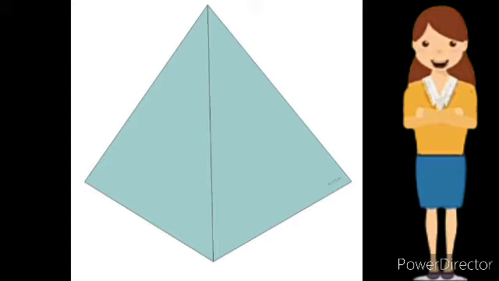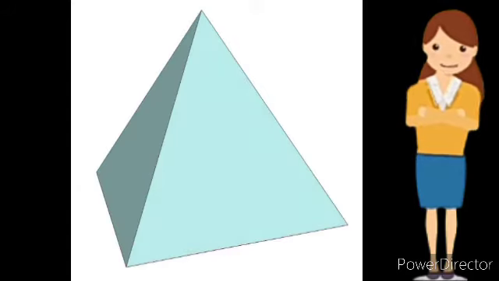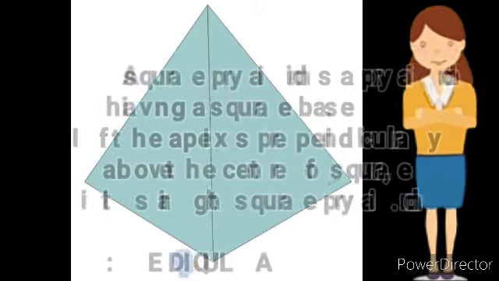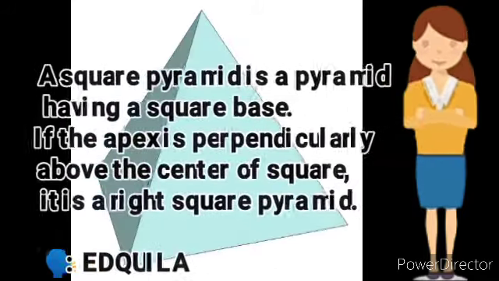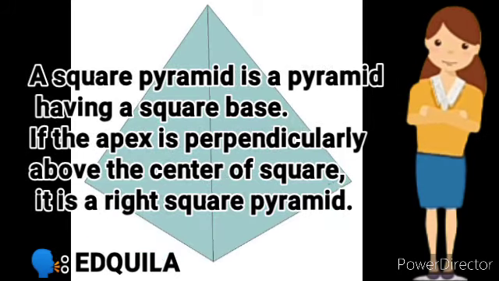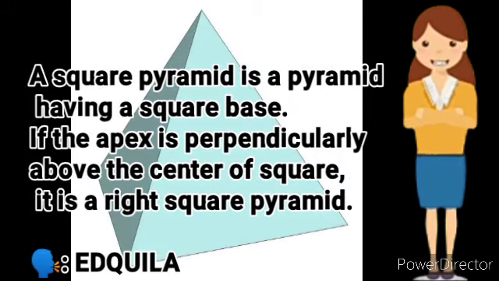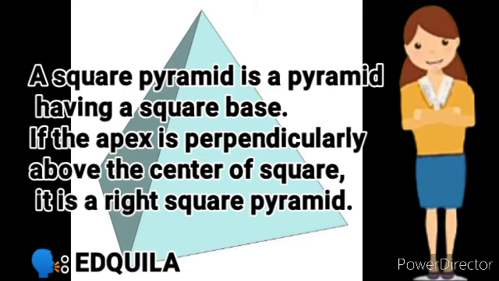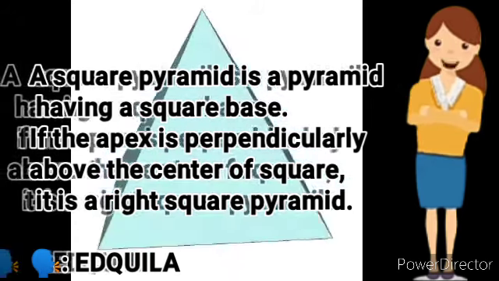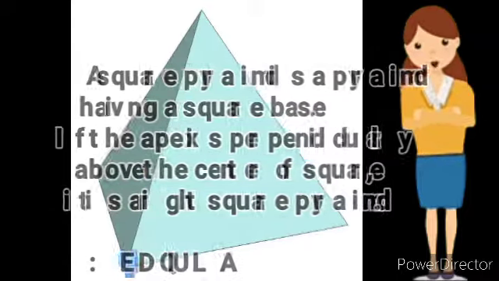Is this picture familiar to you? Okay, very good, student. The picture is all about a square pyramid. So what do you think is a square pyramid? A square pyramid is a pyramid having a square base. If the apex is perpendicularly above the center of the square, it is a right square pyramid and has symmetry.